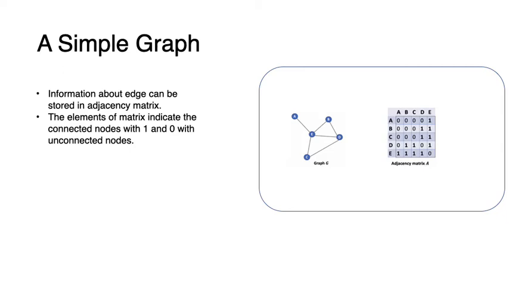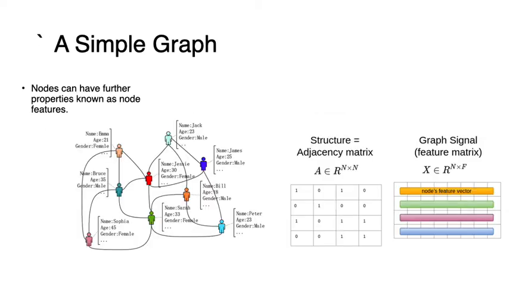So the basic way of representing the graph is the adjacency matrix, and nodes can further have properties, which are known as node features. We can see here the graph of a social network. This network consists of an adjacency matrix which stores the edge information, and additionally each node comes with its features, which we call the feature matrix. So each node will have its feature vector.